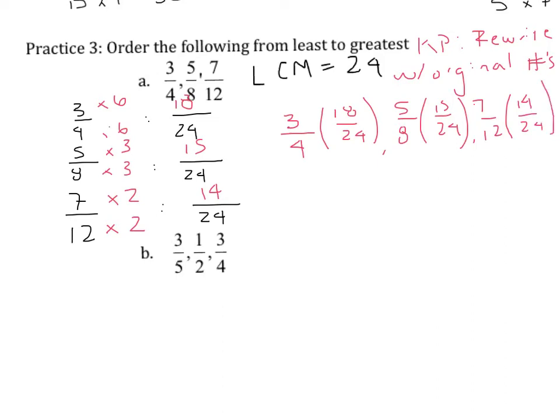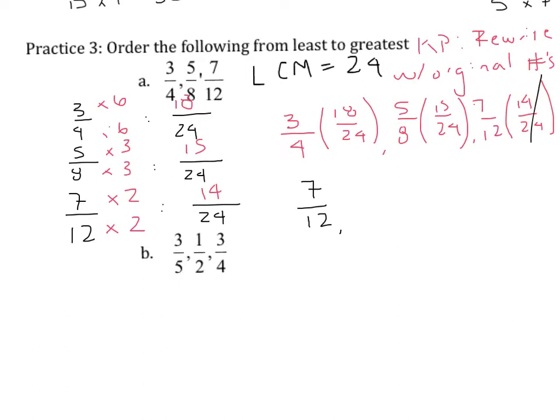So if I want to write these from least to greatest, I'm going to find the smallest fraction. So we have 18 over 24, 15 over 24, and 14 over 24. 14 is the smallest, so we'll have 14 over 24 is our first, but I just started to make a mistake. We want to rewrite it with its original numbers. So originally that was 7/12. So we took care of this one.